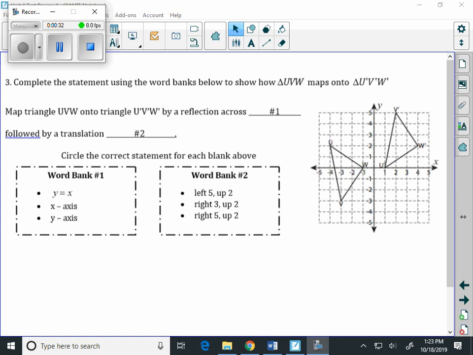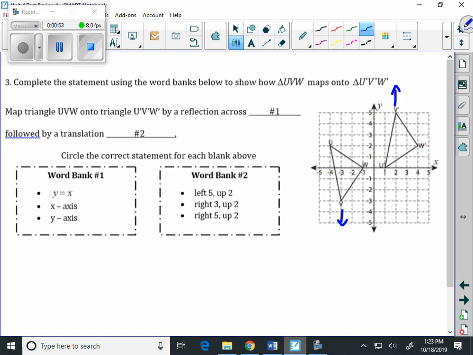So the first thing is that my possible choices are over the line y equals x, or x-axis, or y-axis. I want to use a little bit of a visual technique to determine which place I'm going to start with. As I take a look at V, I notice that V is pointing downward in this figure, but it's pointing upward on this figure. And W is in the same placement. So which of these three options is going to allow me to get the V pointing upward?